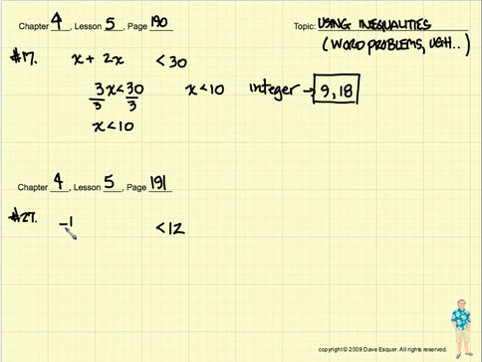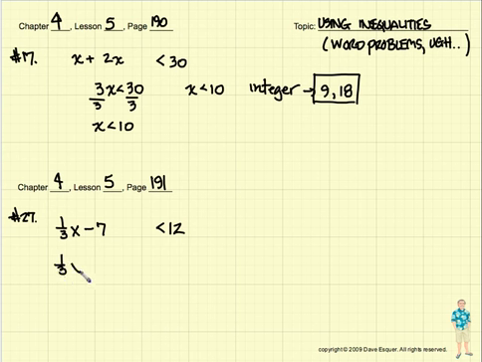1/3 of that number, I think, is 1/3 of x. Let's get rid of this. So I have 1/3 of x. 7 less, I guess that means minus 7. So let's see if this makes sense. I have 1/3 of a number less 7, and that has to be less than 12. 1/3 x minus 7 is less than 12.